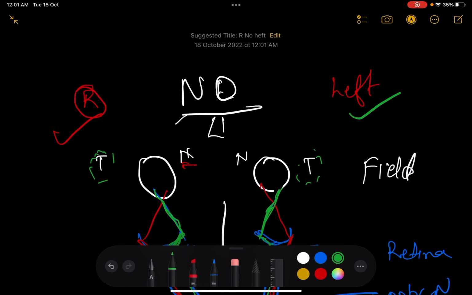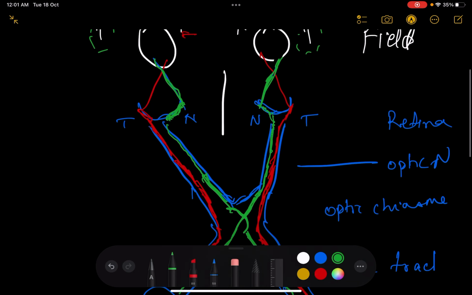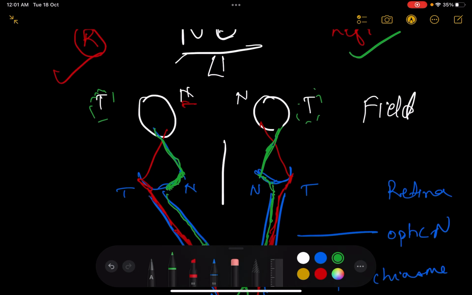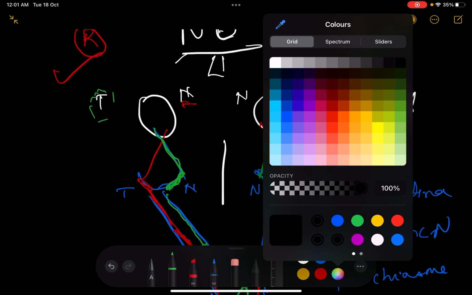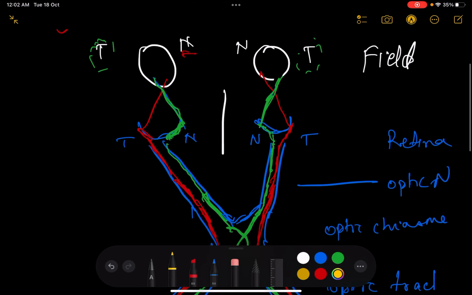now let's see what happens on this diagram itself. In this diagram, let's understand what will happen in case there is a lesion at each side. So let's look at the lesion in the left optic nerve. Now we'll change the color and make the lesion yellow. So there's a lesion at the left optic nerve.